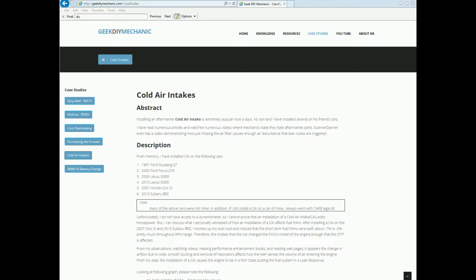This case study will focus on discussing how cold air intakes can affect PCM input sensor characteristics from factory specifications. For example, the MAF values can be altered enough that the model programmed in the PCM does not match the engine's physical model any longer.